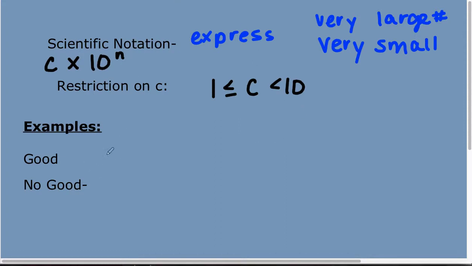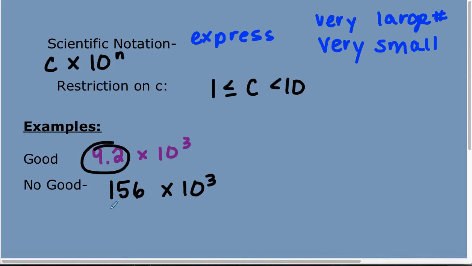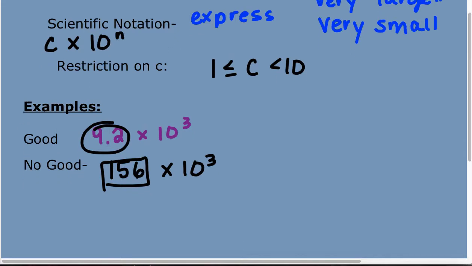So here's what I mean by that. 9.2 times 10 to the 3, well, that's good scientific notation. Why? Well, because 9.2 is between 1 and 10. What would not be good would be 156 times 10 to the 3, because that c is greater than 10. So I'd have to show you a way to actually simplify that. All right, well, let's talk about how you work with scientific notation.